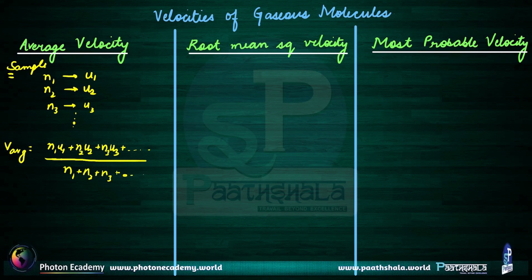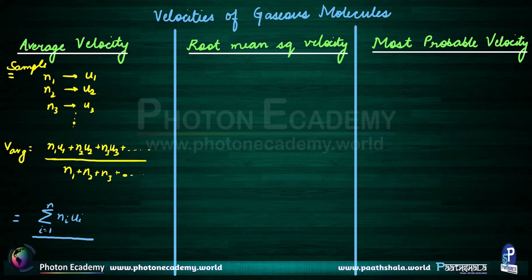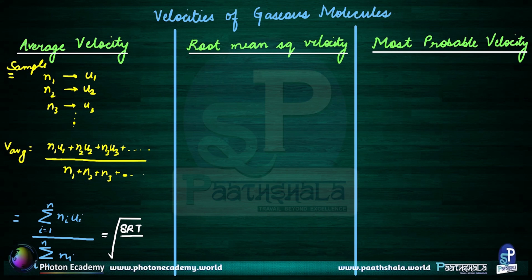If we write it in summation terms, we can say that it is the summation of NiUi, where i varies from 1 to n, where n is the number of particles, divided by the summation of Ni, where i varies from 1 to n. This is the average velocity. Another expression for the average velocity is root 8RT divided by pi m. Try to remember both these expressions, they are very important.